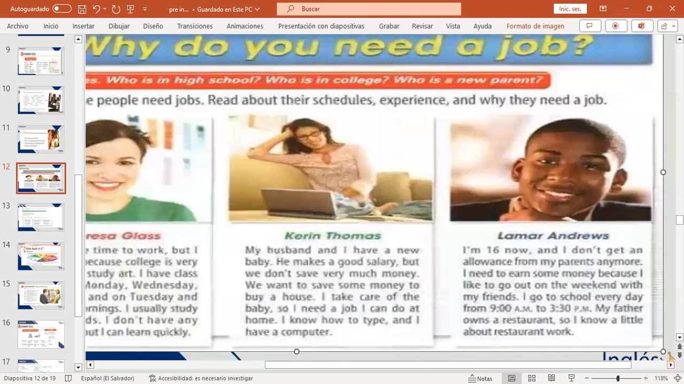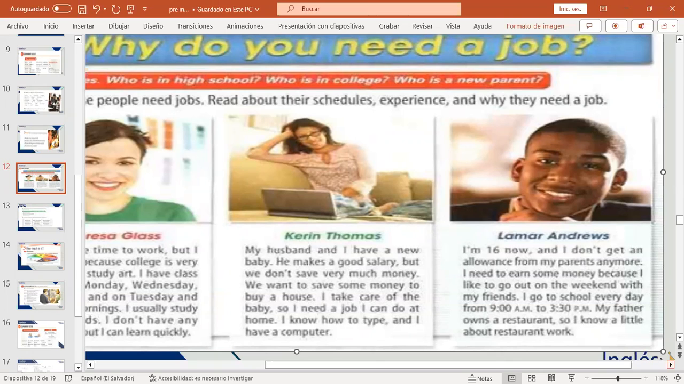Lamar Andrews. I'm 16 now, and I don't get an allowance from my parents anymore. I need to earn some money because I like to go out on the weekend with my friends. I go to school every day from 9 a.m. to 3:30 p.m. My father owns a restaurant, so I know a little about restaurant work.